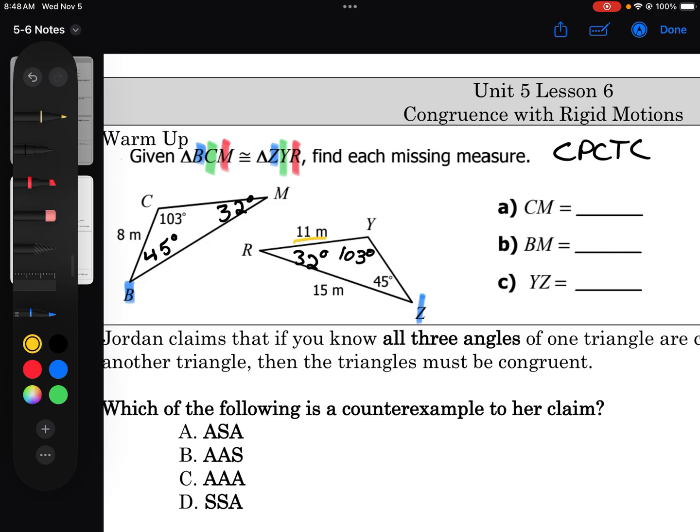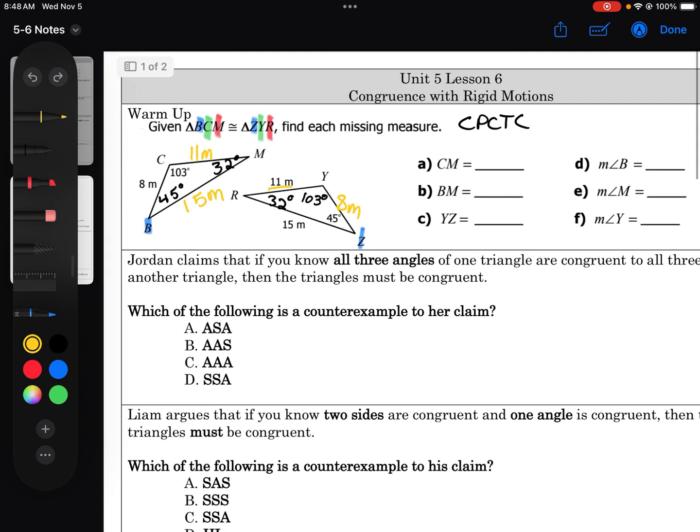I'm also going to copy any corresponding side lengths. RY, based off the congruency statement, corresponds with CM. YZ corresponds with CB, so that's 8 meters. And then this long side corresponds because corresponding parts of congruent triangles are congruent. We have now labeled all of our sides and all of our angles, and we can use that to fill in the problem. The length of CM is 11 meters.